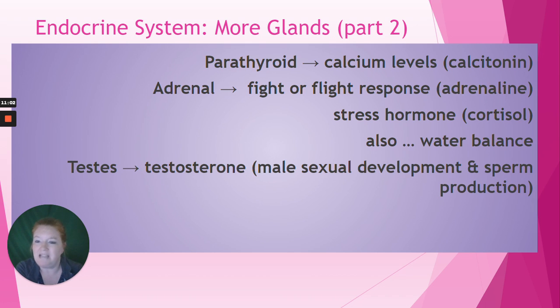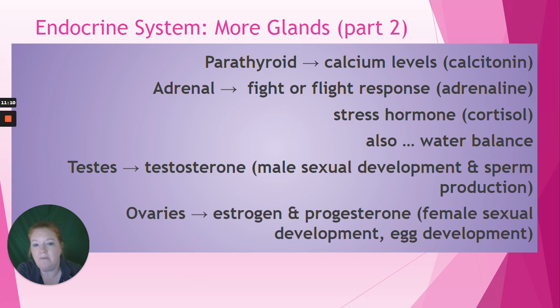Then we have the testes. They make testosterone. They are responsible for male sexual development and sperm production. And then we have the ovaries producing two main hormones, estrogen and progesterone, and they're responsible for female sexual development, as well as egg development and controlling the lining of the uterus, the menstrual cycle, a whole bunch.